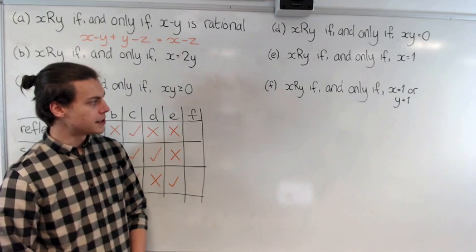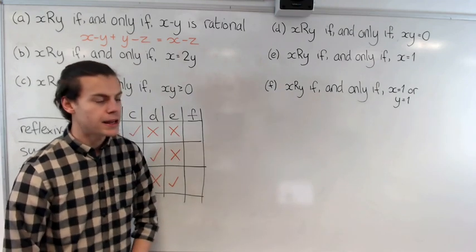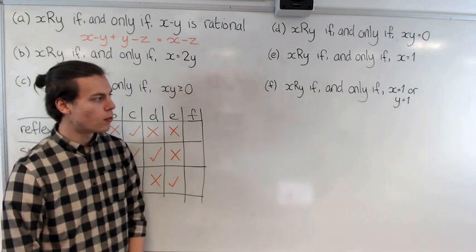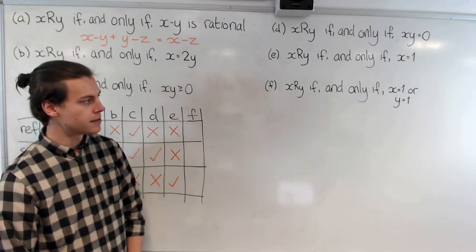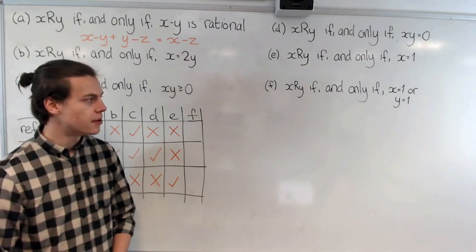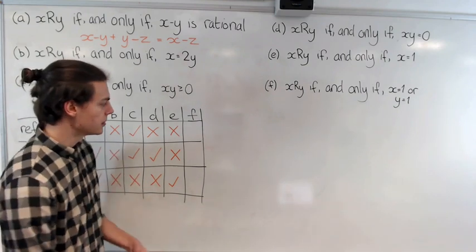Let's look at our final relation, relation F. X is related to y if and only if x equals 1 or y equals 1. Okay. So is this relation reflexive? Again, no, it's not. 2 is not related to itself. It's not reflexive.